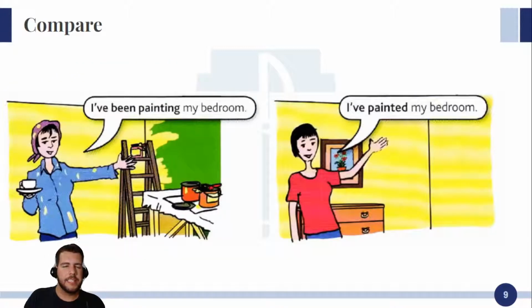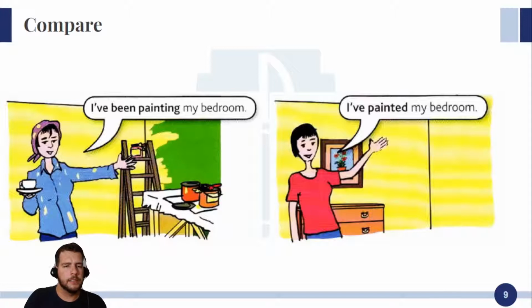So on the left side, we have a picture of a woman painting her bedroom. And on the other side, we have a picture of the same woman, maybe some time after, but now her bedroom is yellow. It was green in the past, but now it's yellow. Let's read the first sentence. I've been painting my bedroom.